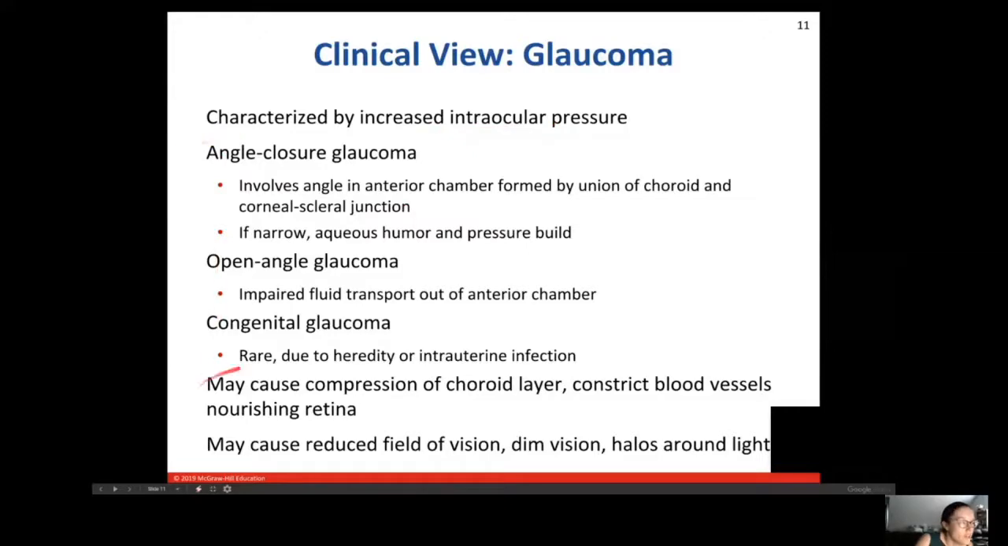And I'm not going to ask you about the different types of glaucoma, but make sure you understand that a lot of times it has to do with a mismatch of production of that aqueous humor versus the reabsorption of it.